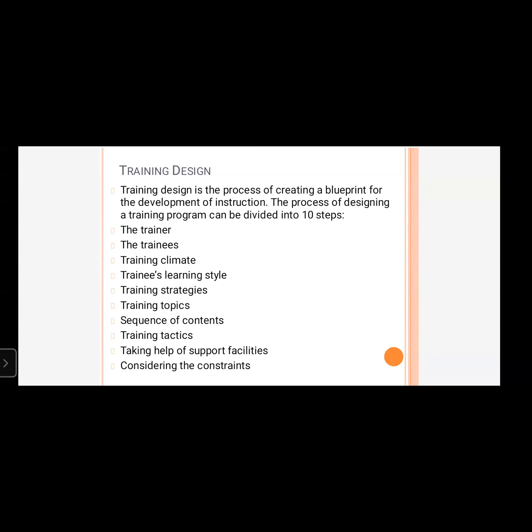Next one, training strategies. Now, strategy of the training means how the training is to be implemented.